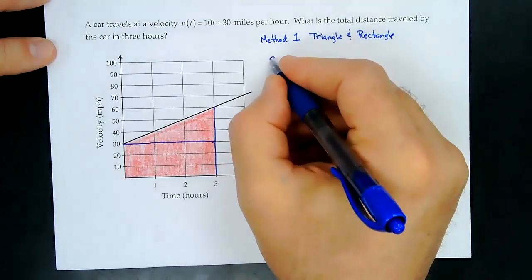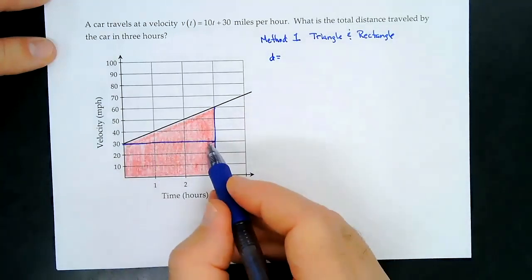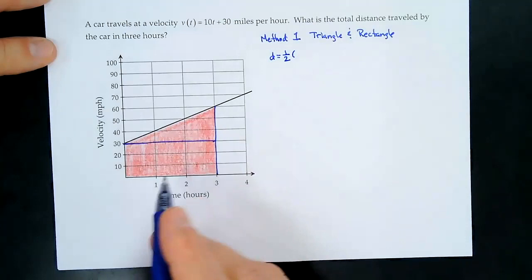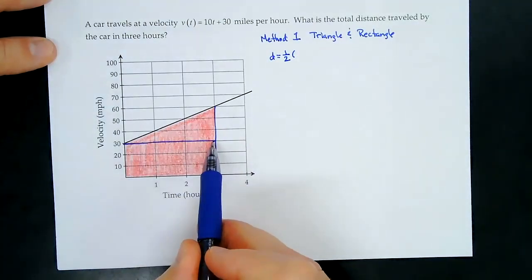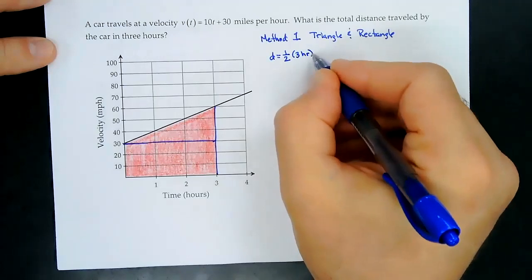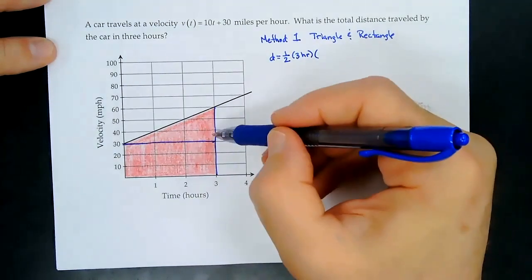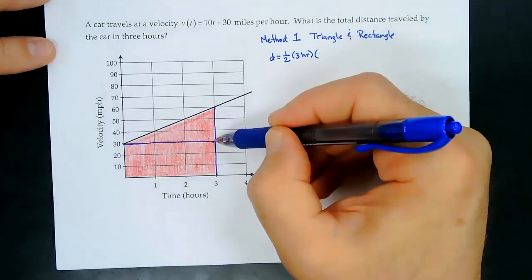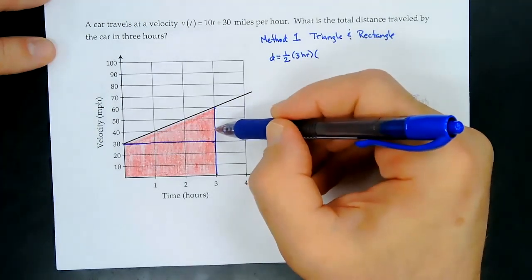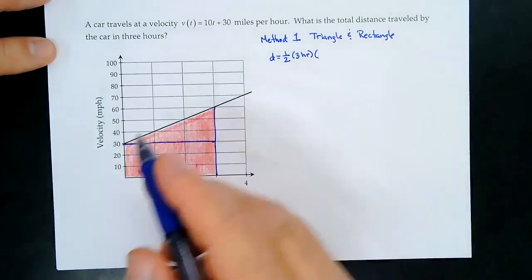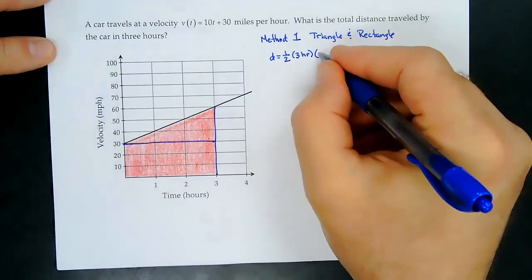Okay, so I know that this triangle, the area of it would be 1/2 the base. We know this base is 3 hours, and we're going to multiply that by the height of the triangle, which would be this distance right here. So each of these is 10: 10, 20, and this would be 30, and that would represent 30 miles per hour.